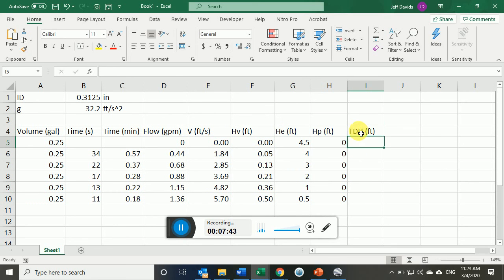Can I calculate my TDH? What is my TDH? Total dynamic head, right? And it's the sum of all my 3 other forms of head: my velocity, my elevation, and my pressure. Okay, so this is pretty easy to do here in Excel. I can just say it's my velocity plus my elevation plus my pressure. And I can pull that guy down.